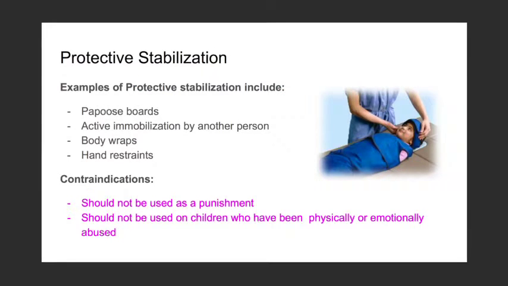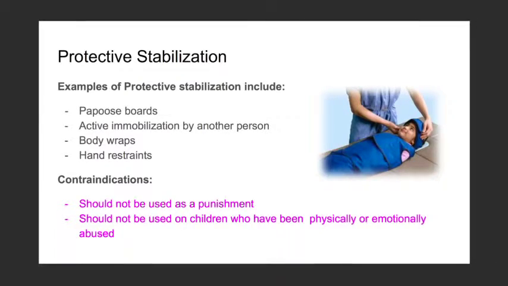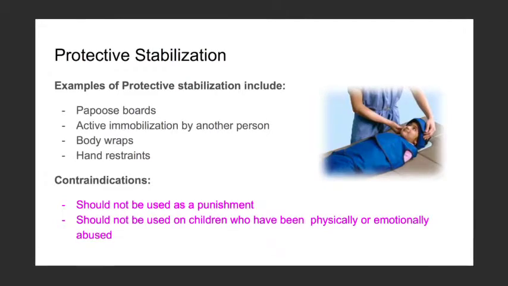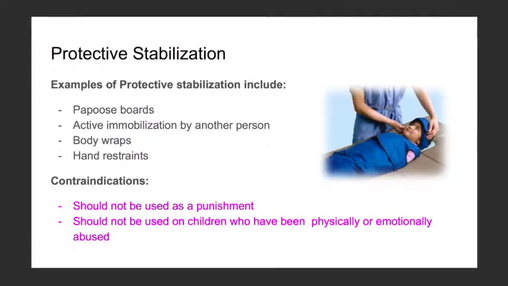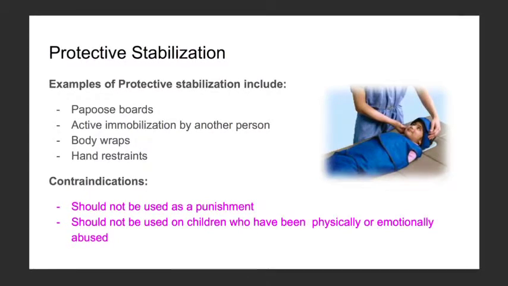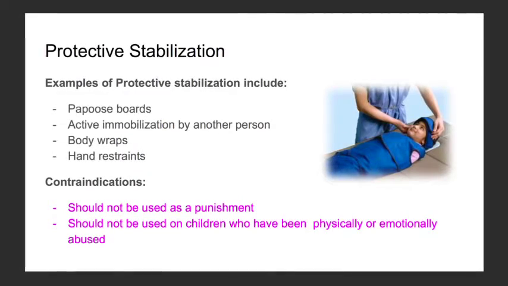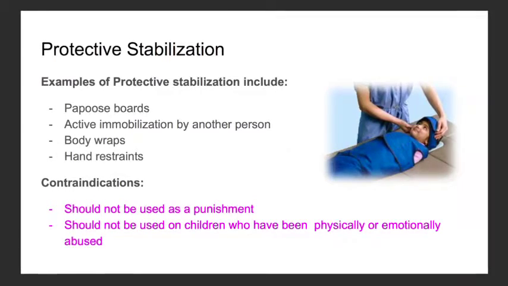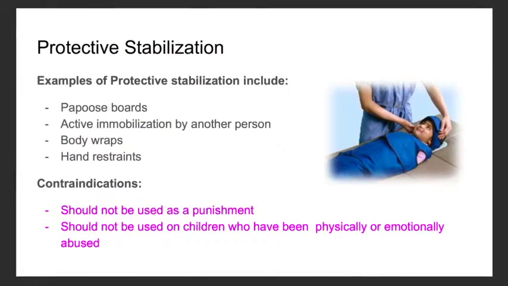Protective stabilization is a technique that allows the patient to be restrained in a protective manner. Examples of protective stabilization include papoose boards, active immobilization by another person, body wraps, and hand restraints. These should not be used as punishment in any situation in the dental office. They should also not be used on children who have been physically or emotionally abused.